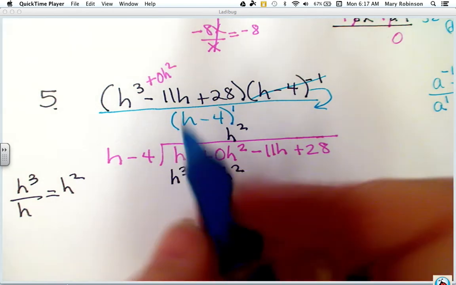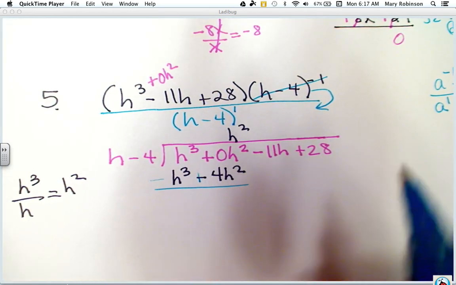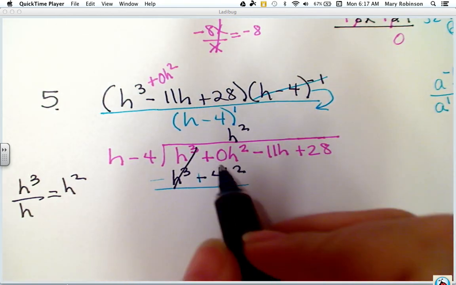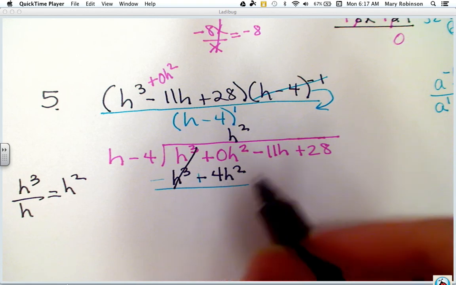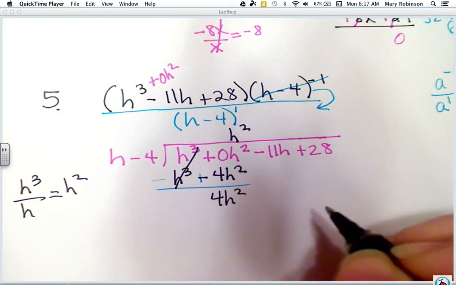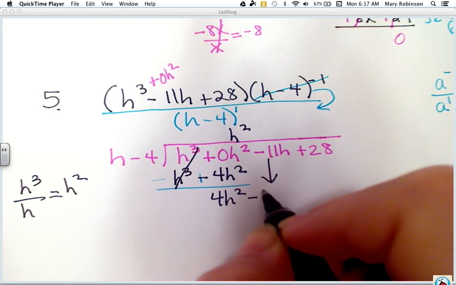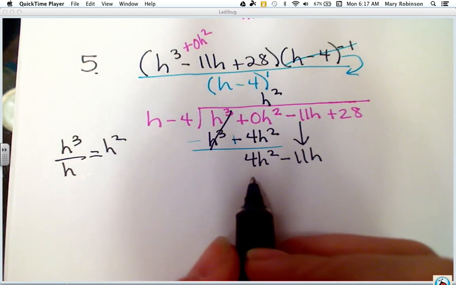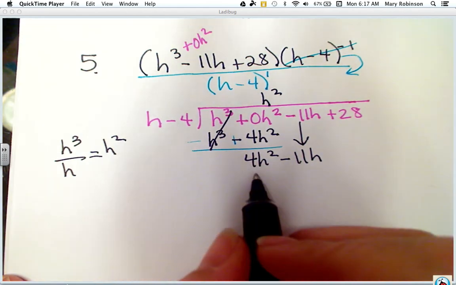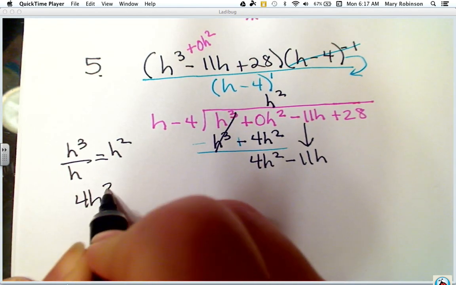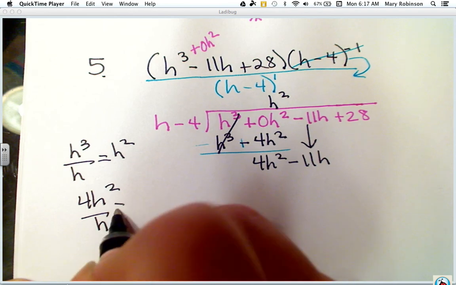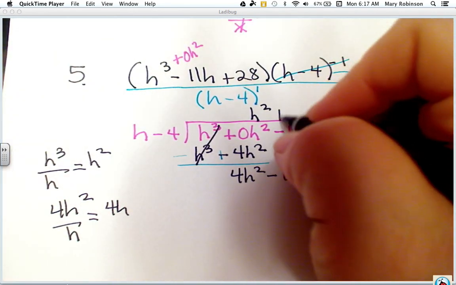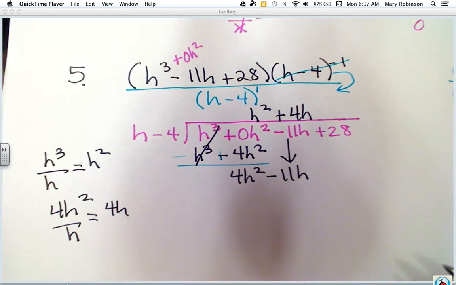Next, we're going to draw our lines, change our signs. Remember, this should always cancel. 0h squared plus 4h squared is 4h squared. Bring down the next term and repeat, taking again this first term and dividing by the first term in our divisor. So if we take 4h squared and divide by h, we get 4h. It's positive, so I'm going to put up here plus 4h because it's positive.